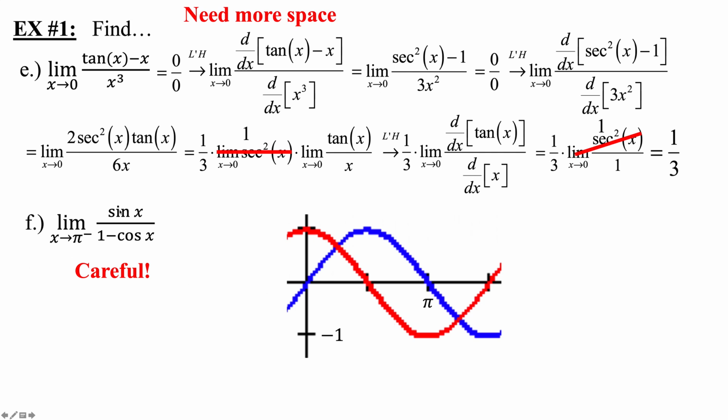So as I approach pi from the left, the sine function is going to be really small, approaching 0. On my cosine, as I approach pi, I'm really approaching -1. All right, so 1 minus a -1 is actually going to be a +2, so 0 over 2 is 0. That's my limit. I don't need to do L'Hopital's rule here. They're trying to fool us.